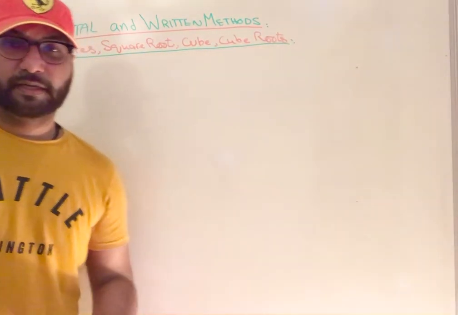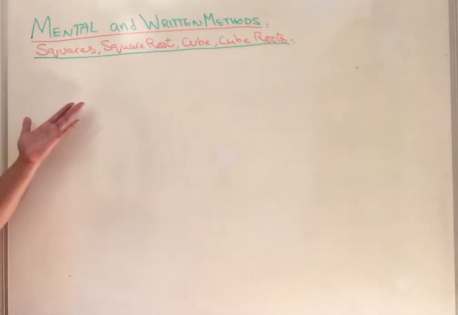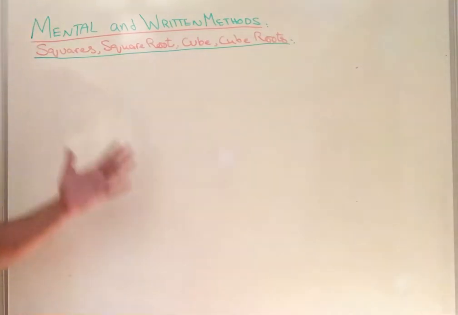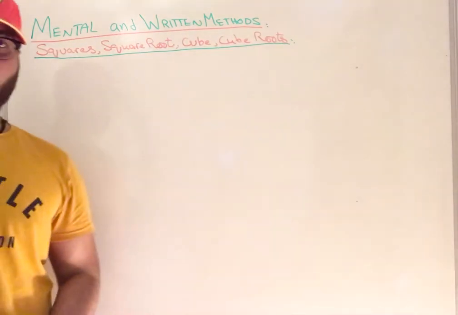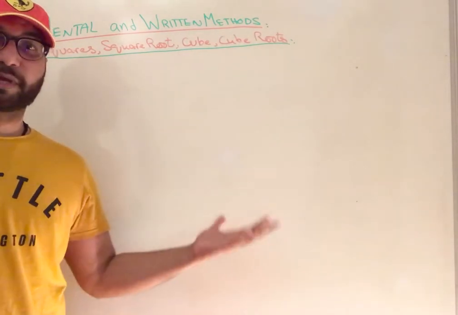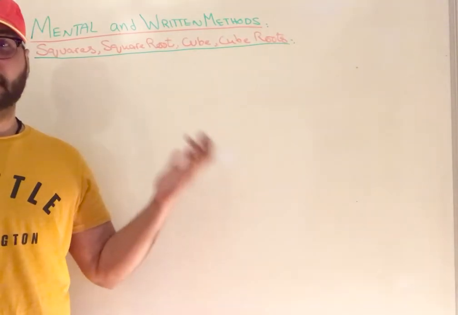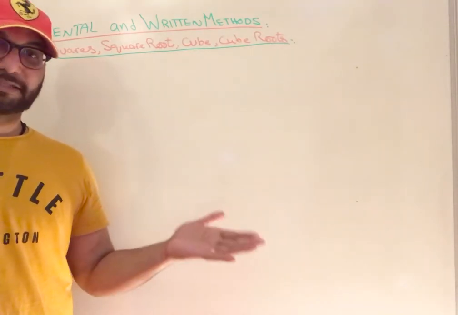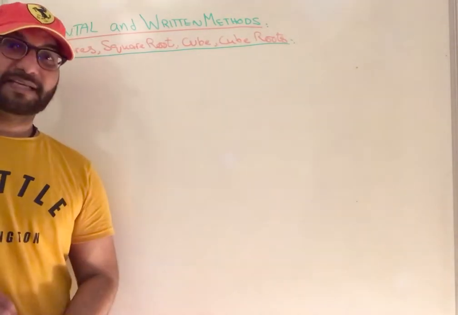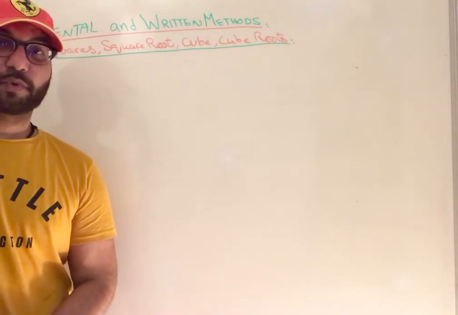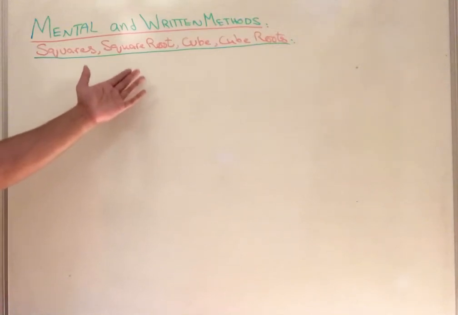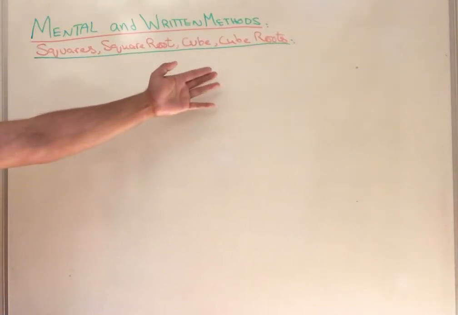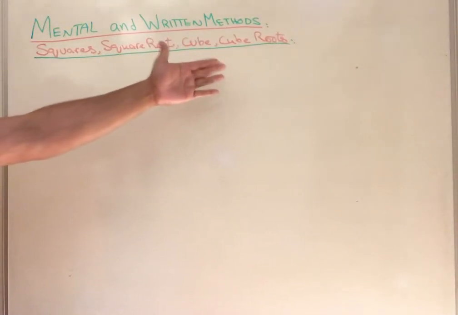Hello student, this topic belongs to mental and written methods, where we have to describe squares, square roots, cube roots, or the inverse of a square root or vice versa. The inverse of a square root is called a square. The inverse of a square is called a square root. Same with cube: the inverse of cube is cube root, and the inverse of cube root is cube.